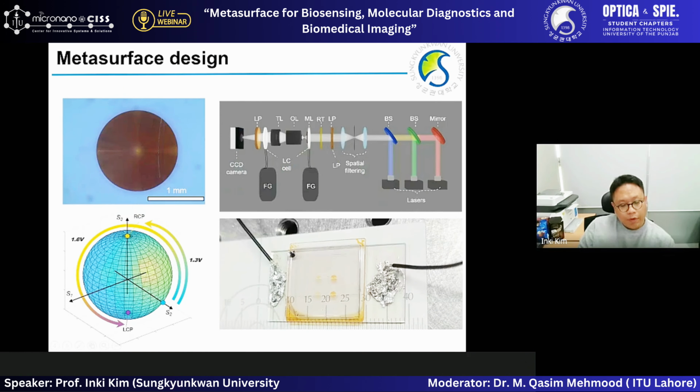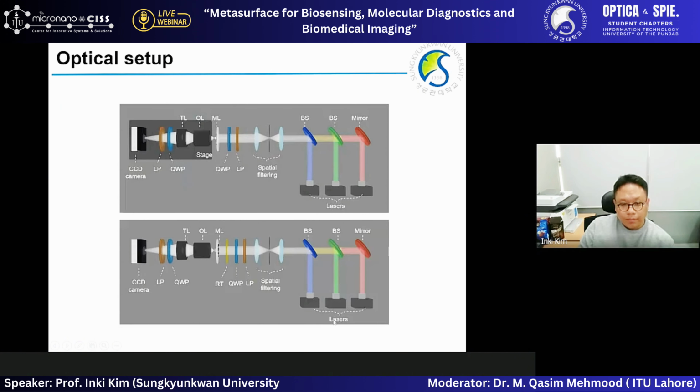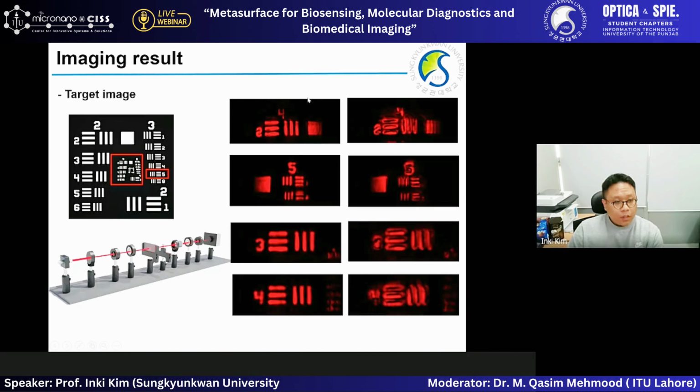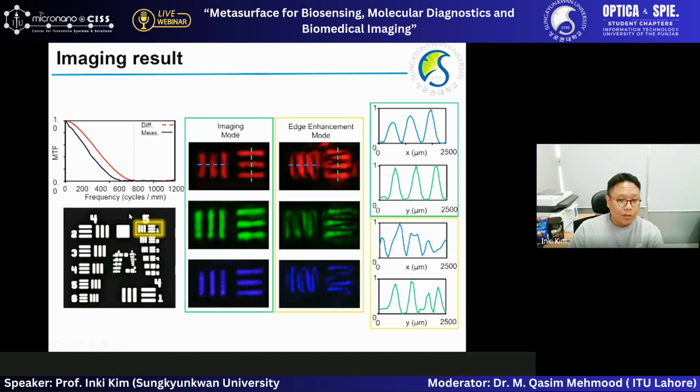And this is our device. We integrate our metal lens onto our liquid crystal cell. So here, by changing the electric bias, you can change this focal point from this circular point to this donut-shaped beam. So this is the imaging result, simple imaging and edge detection imaging. All right, it works well.